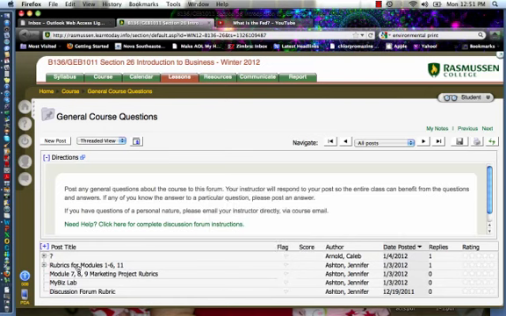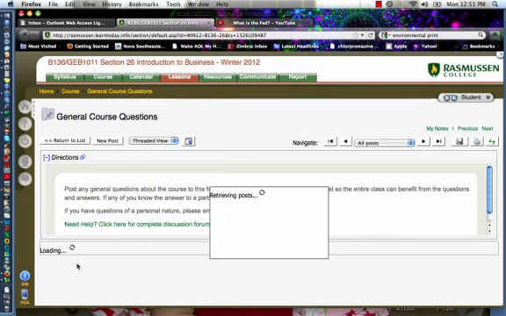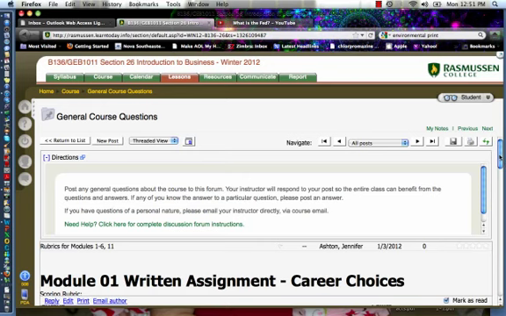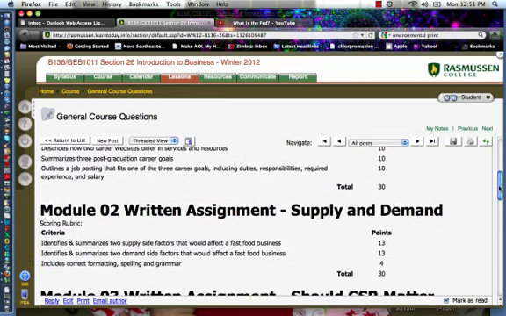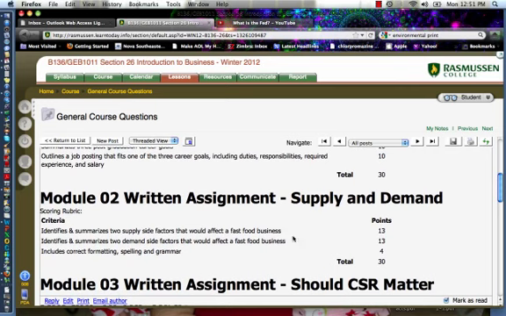And you want to click on this posting here where it says Rubrics for Modules 1 through 6 to 11. Right now we're on Module 2, and you'll notice that discussing the 2 supply factors will earn you up to 13 points. Discussing the 2 demand factors will earn you up to 13 points, and spelling and grammatical errors, if there are none, will earn you up to 4 points. Now, the specific examples provided will determine how many points you earn.